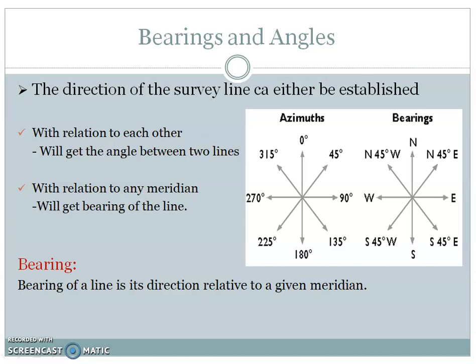So the direction of the survey lines can either be established first with relation to each other, that is calculating the angle between two lines, which is very simple, and secondly with relation to any meridian. So here we will get the bearing of the line. Now what do you mean by bearing? The bearing of a line is its direction relative to a given meridian.